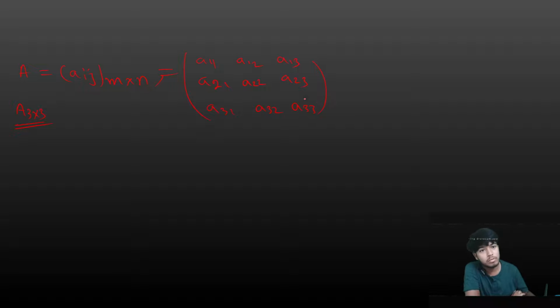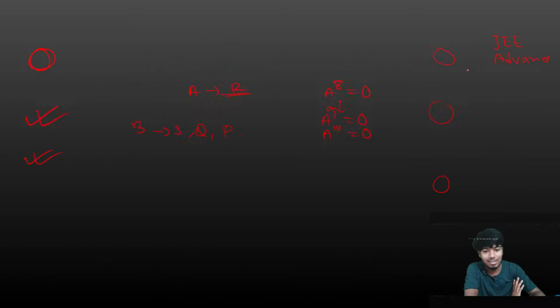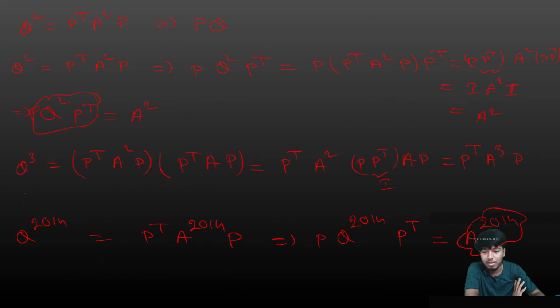So this one is a matrix, and given that Aij is i plus j, and what?